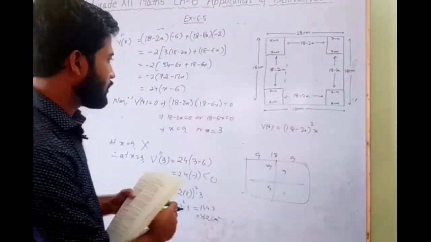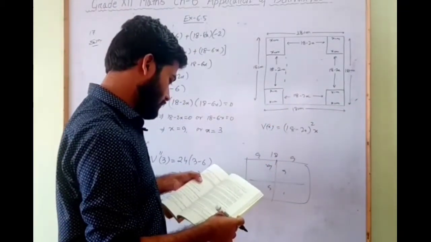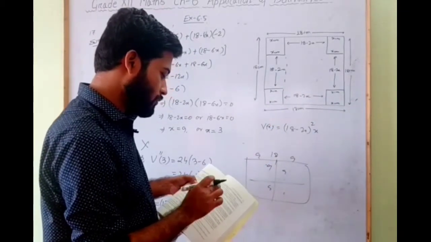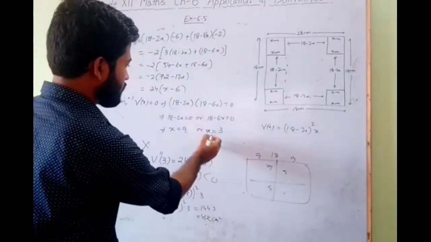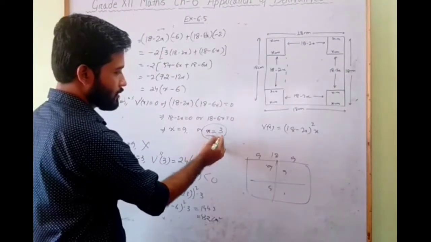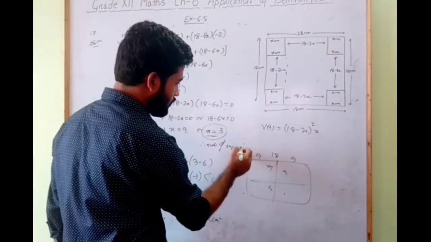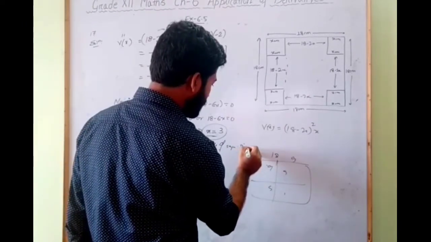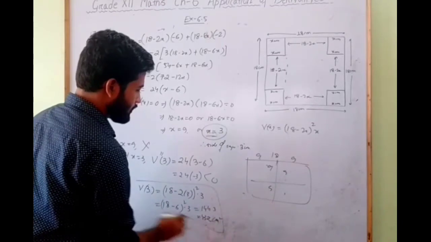Basically we want to find what should be the side of the square to be cut off. When we want to find the side of the square, so what is the square? Side of the square, it is x equal to 3. Therefore side of square to be cut off will be 3 centimeter. So this part is not required actually. Fine. So that is the answer.